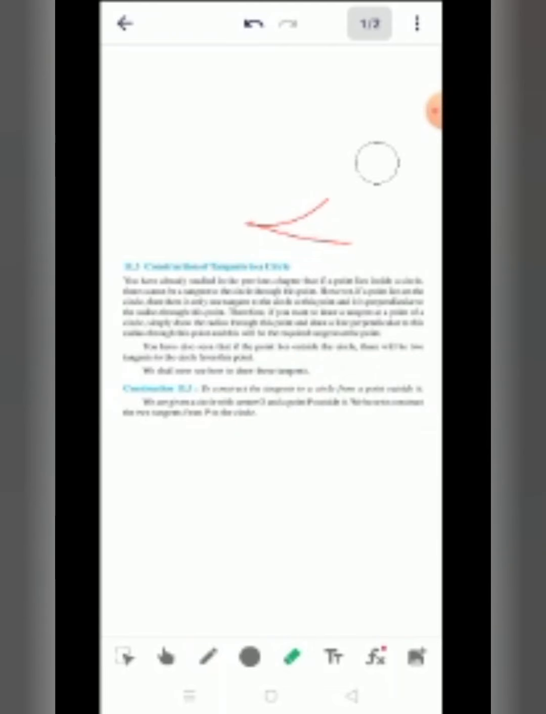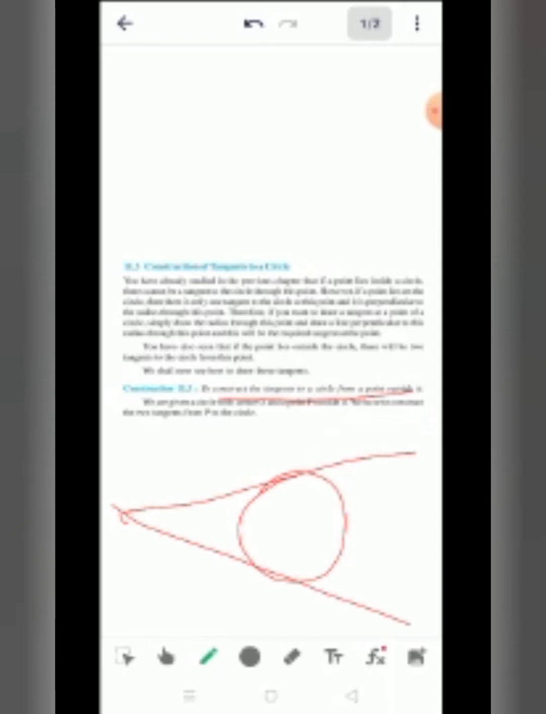Now let's see what is written here. There is a construction here. Here you see construction 11.3. To construct the tangents to a circle from a point outside it, we need to construct the tangents of a circle from a point outside it. Suppose this is a circle, then we need to construct the tangents from a point outside the circle. Here is a point and you are constructing tangents from here like this.